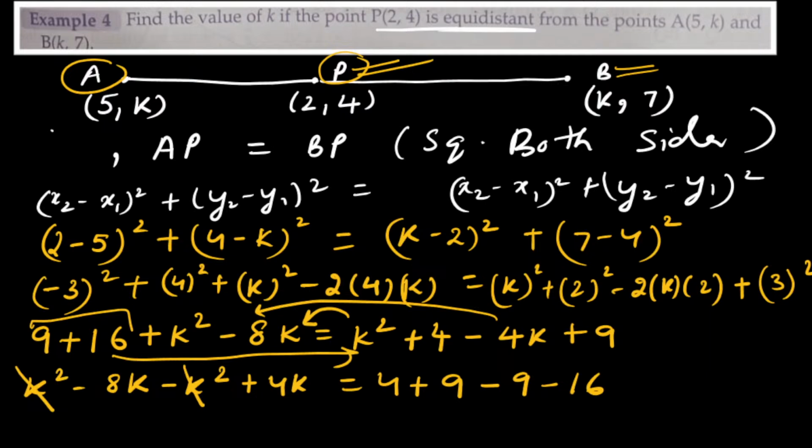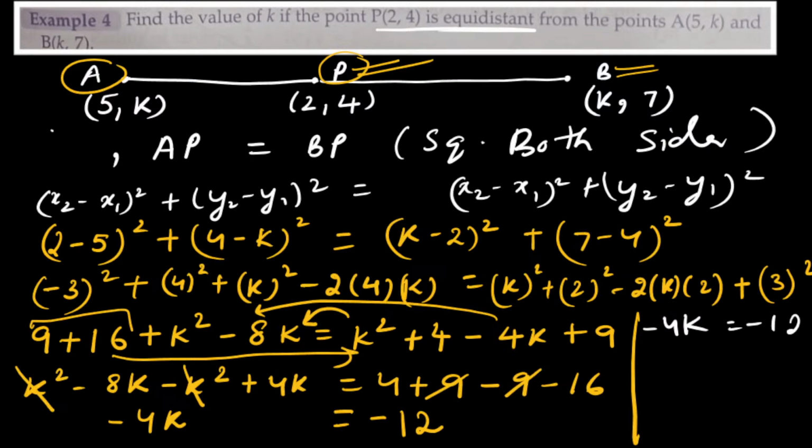So minus 8k plus 4k. If we do this one, minus 8 plus 4 is minus 4, minus 4k. So here plus 9 and minus 9 will get cancelled, because 9 minus 9 is 0. 4 minus 16 is minus 12. So we have gotten here minus 4k is equals to minus 12.